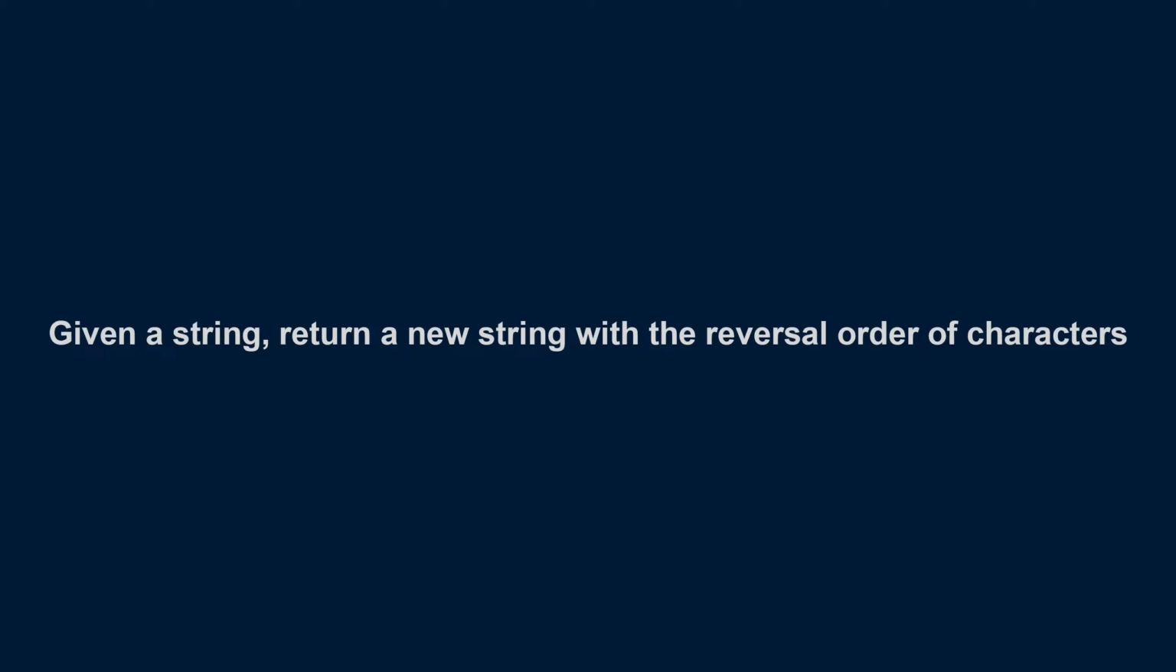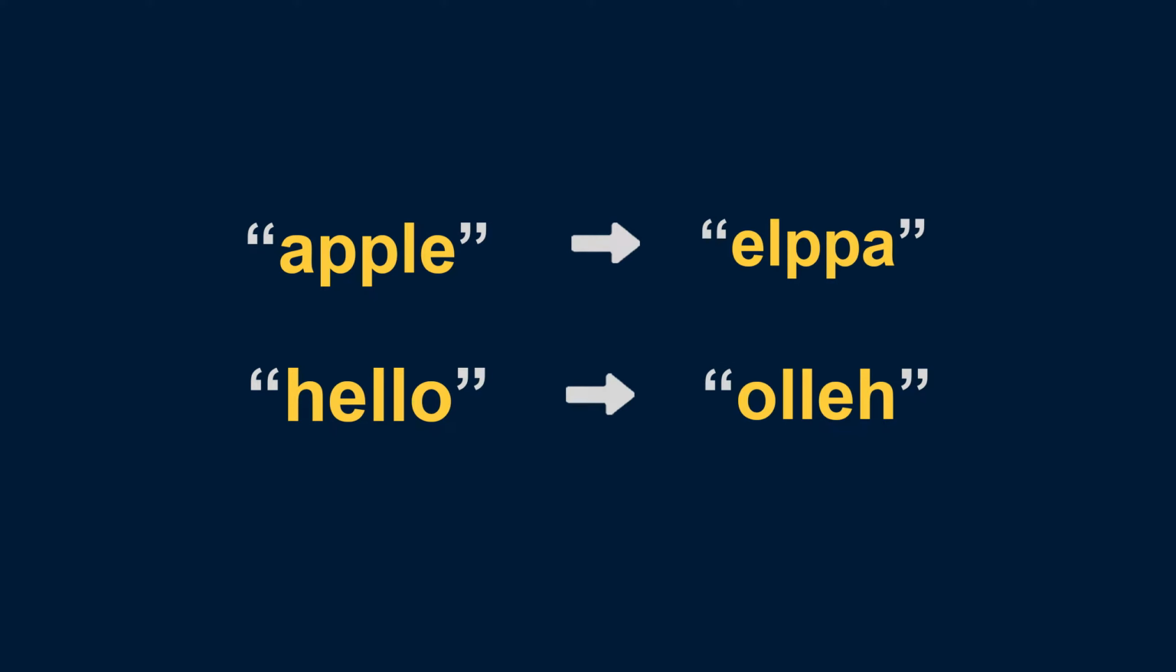In this video, we tried to solve a coding challenge in multiple ways. The challenge is, given a string, return a new string with the reversed order of characters. Meaning, if you have a word, we should reverse the order of the characters either from front to back or from back to front. And we tried to solve this coding challenge in 3 ways.